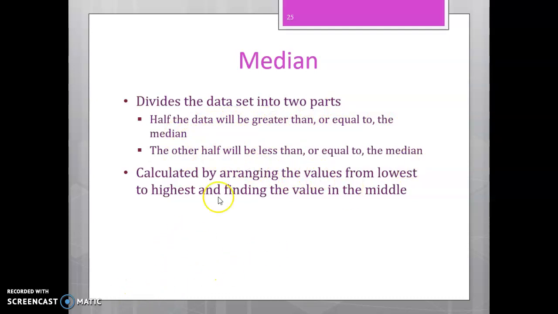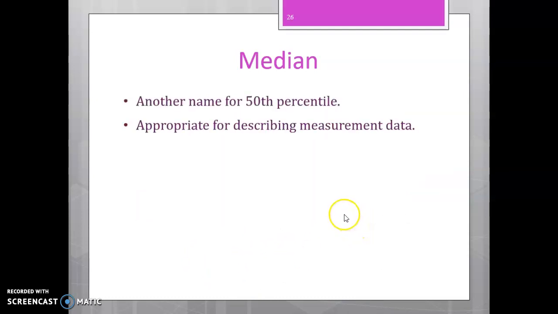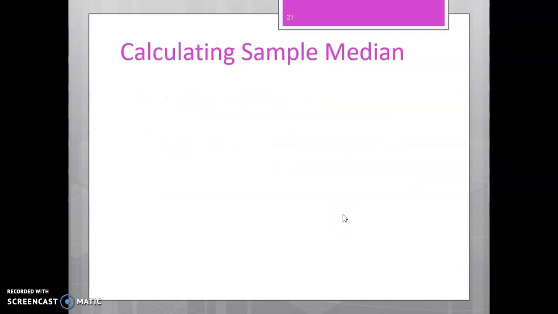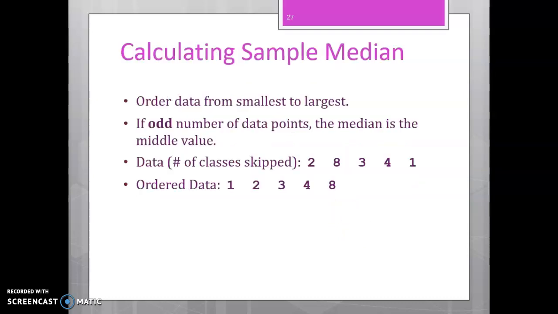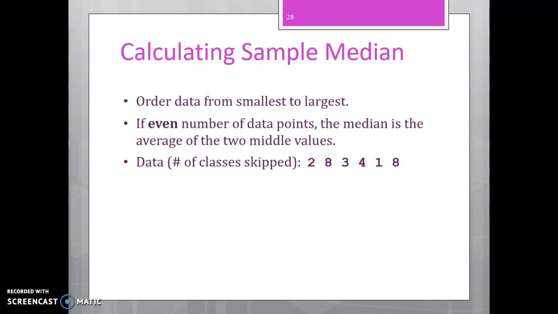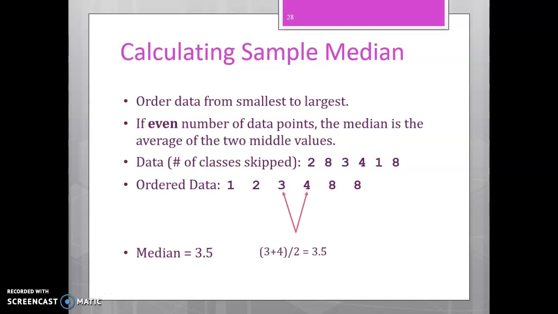And again, you can have that calculated, but it's calculated by arranging the values from highest to lowest and finding the middle of that data. It's the median, the middle of the range. It's another name for the 50th percentile. Okay, so we're not going to talk about calculating it, and calculating the sample mean, we're not worrying about that.